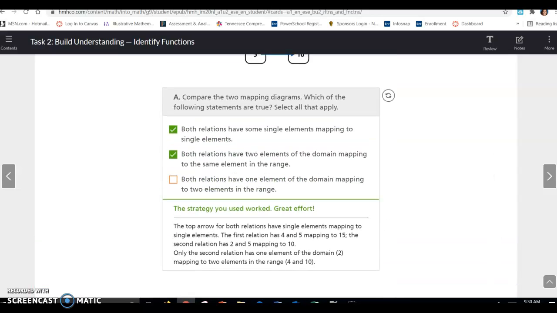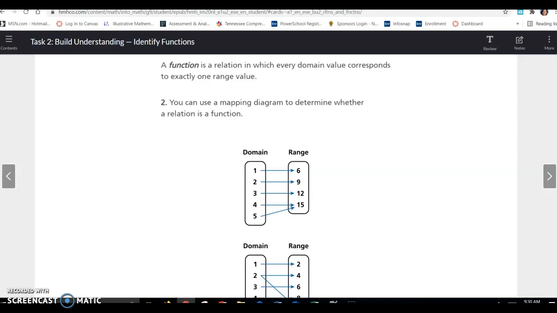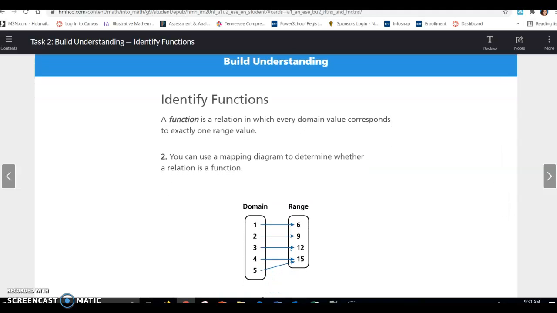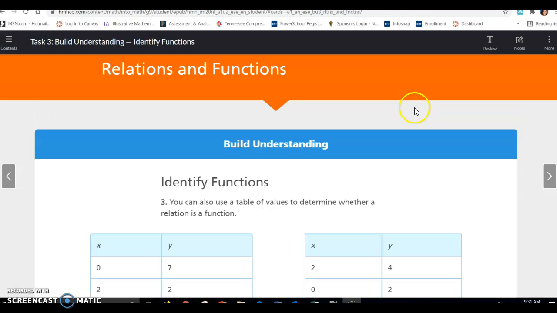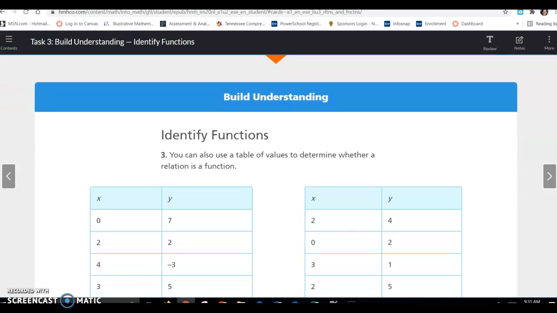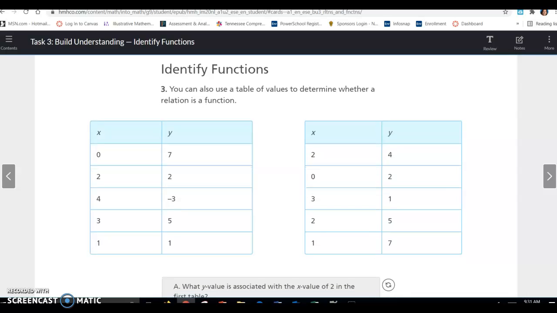All right, so that's a little bit about determining whether something is a function or not. We are going to move on to task 3. So if you want to pause the video, we are going to look at task 3, continuing to build understanding about relations and functions. All right, guys, still on lesson 4.1. This is task 3, relations and functions. And now we're going to look at a table of values. All right, so it says identify functions.